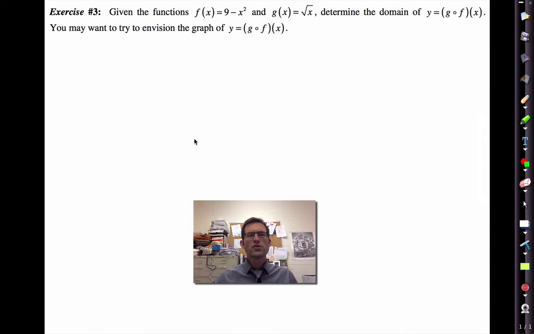Given the function f of x equals 9 minus x squared and g of x equals root x, determine the domain, the set of all inputs that give us outputs, of y equals g of f of x. You may want to envision the graph of y equals g of f of x. Well, pause the video now and try to work through this problem.